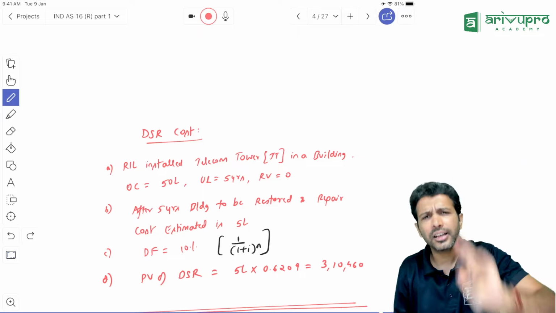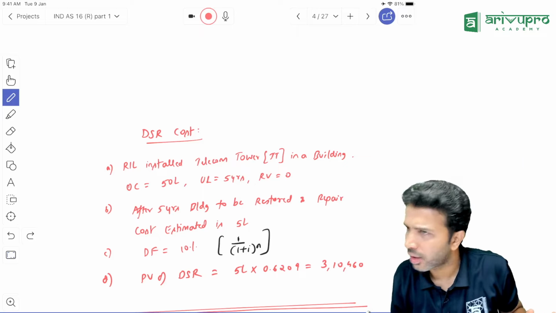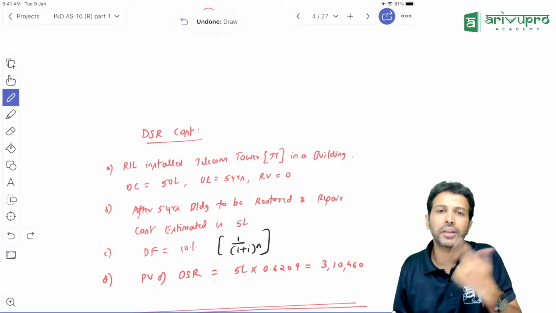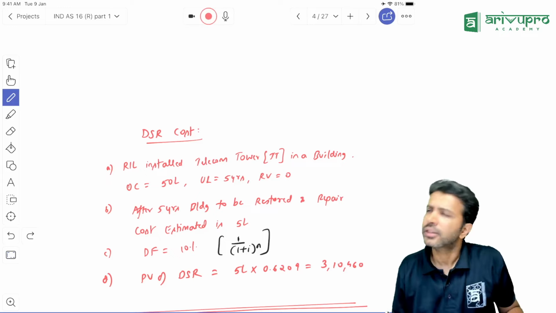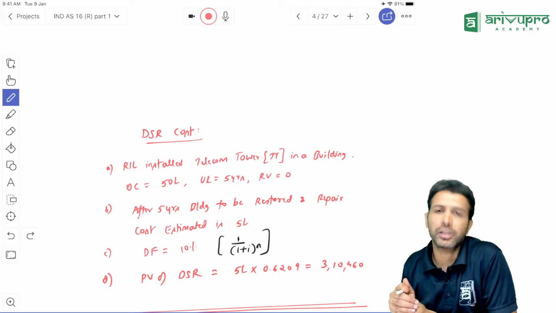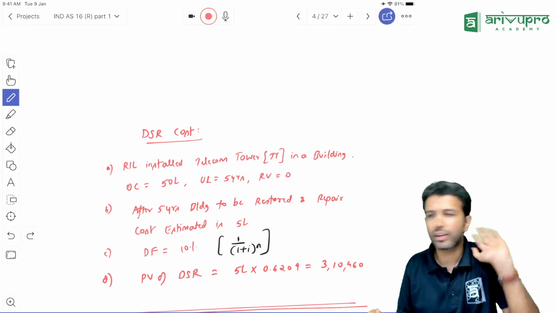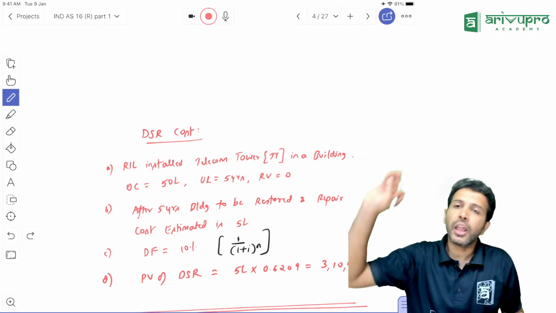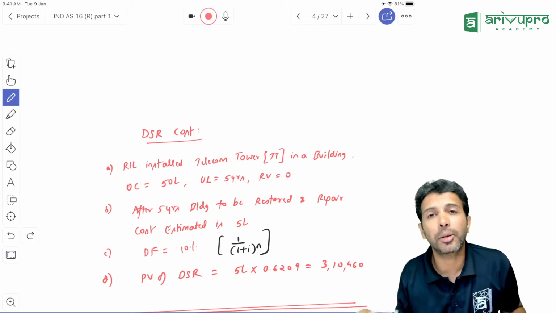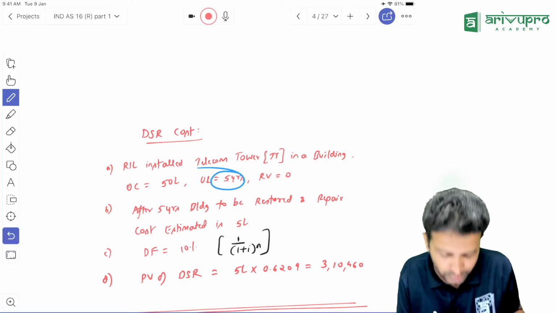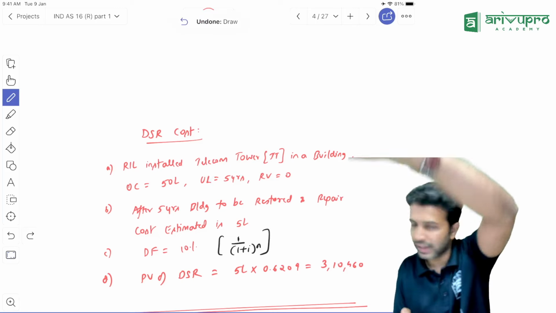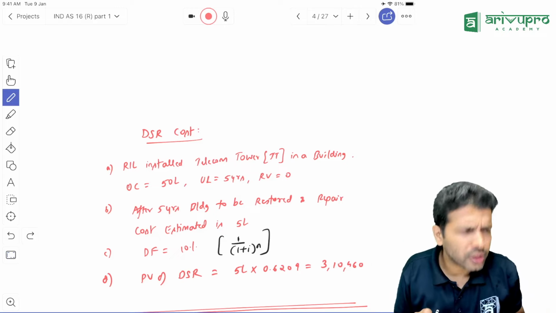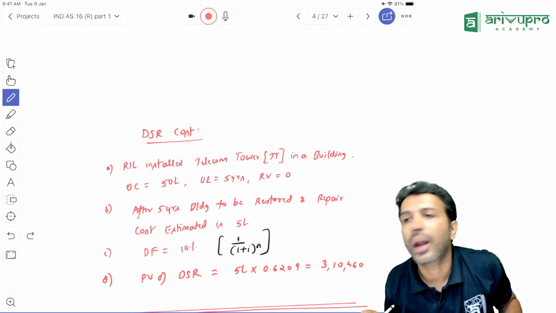Now let's say Reliance approached one building owner and told him, I want to install my telecom tower in your building. The building owner asked, okay, what will I get? Reliance told him, I'll give you some rental income, some money if you give me permission. Now the building owner asked, how long will you install this telecom tower for? Reliance told him, the useful life of the telecom tower is 5 years, so I would like to have this tower on your building for 5 years.